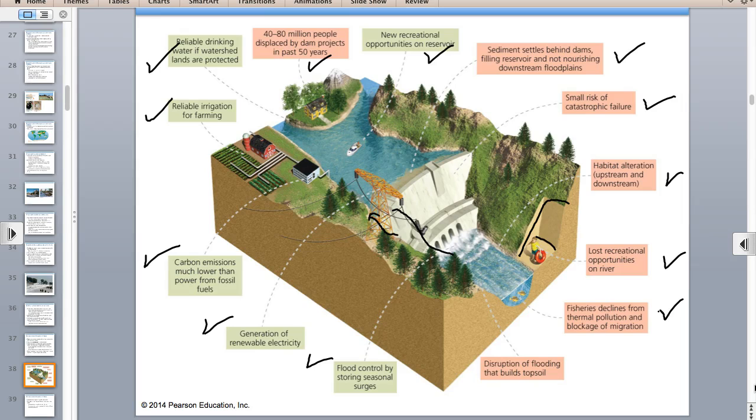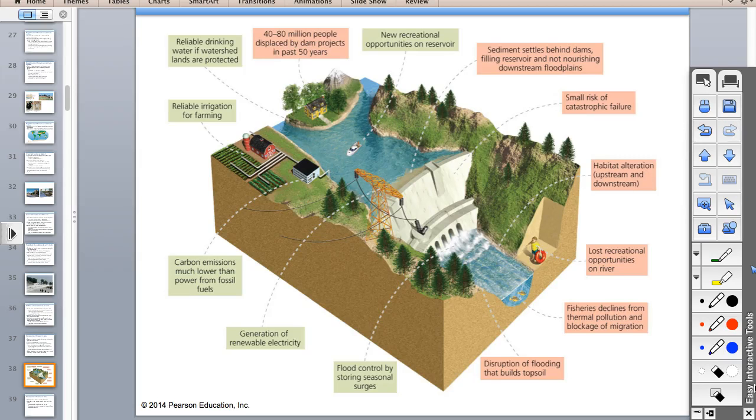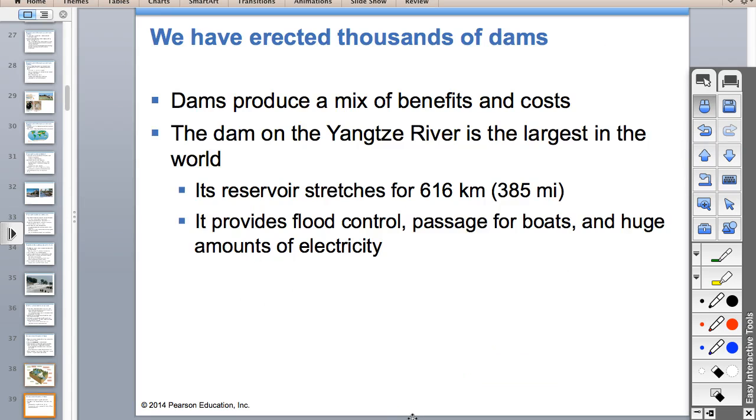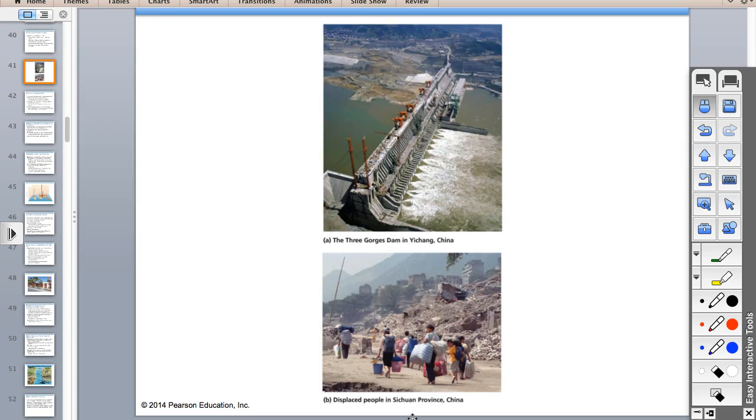So anyway, and last one, the flooding that builds up topsoil is going to be stopped by sedimentation when it deposits behind the reservoir. So all your dirt is up under the water, and it doesn't go downstream. So there's dams in a nutshell. That's pretty straightforward. All right, so there's a bunch of dams. They are expensive.